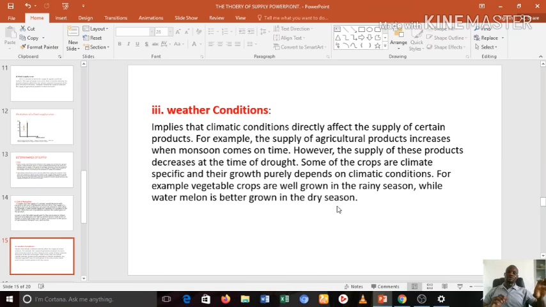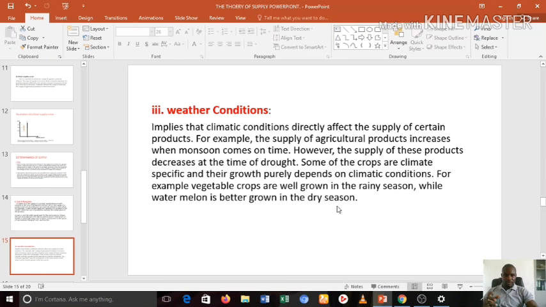And if the weather condition is unfavorable, supply will do what? Will fall. All right, so just look at it that way, and remember that there are various products that are favorable to some particular climates. There are various products that go with a particular climate.